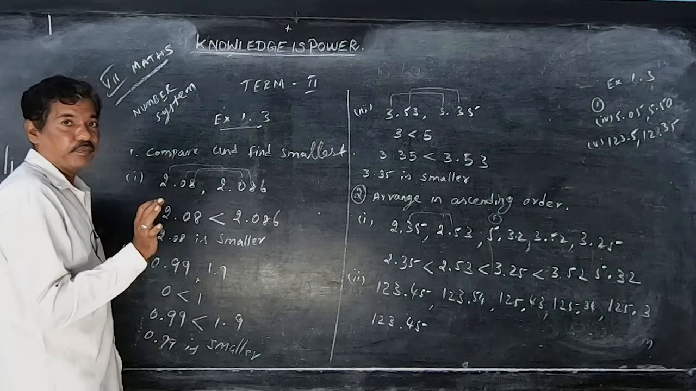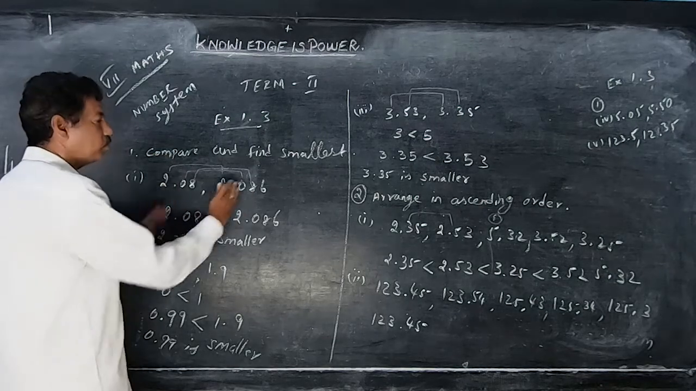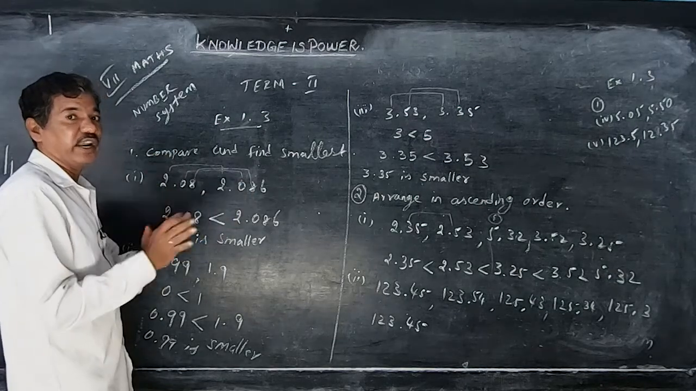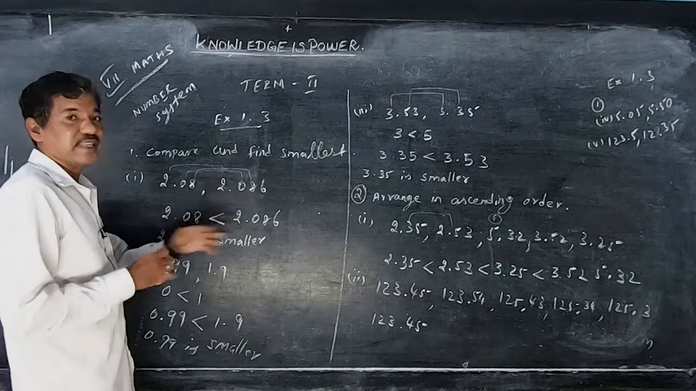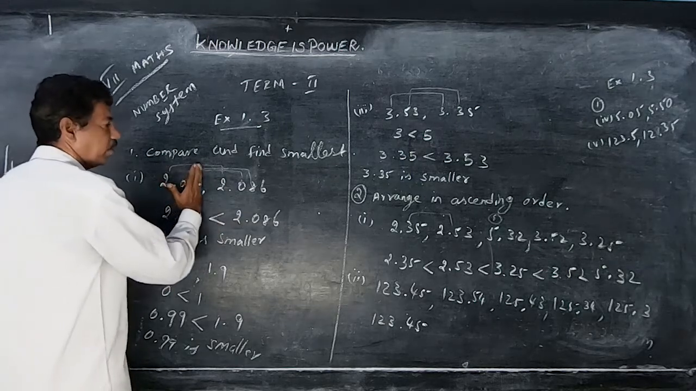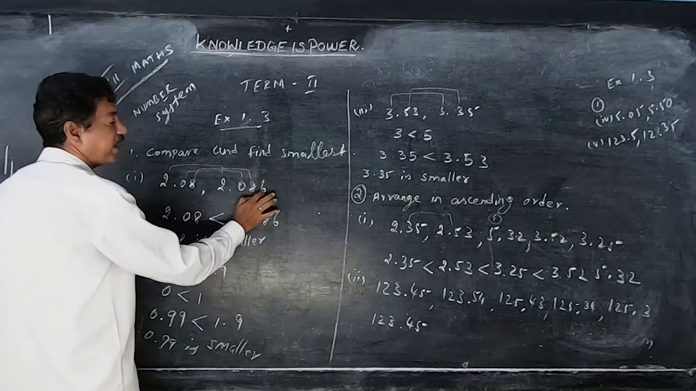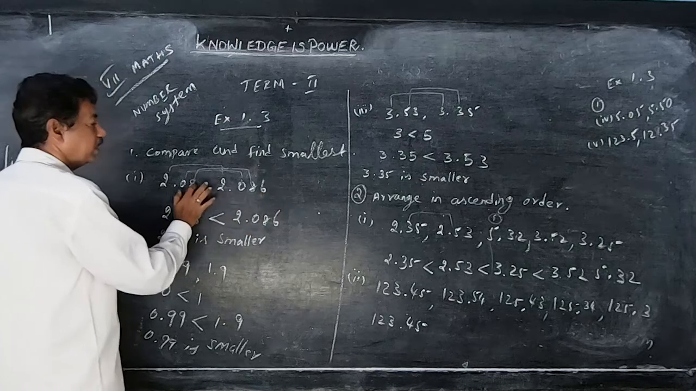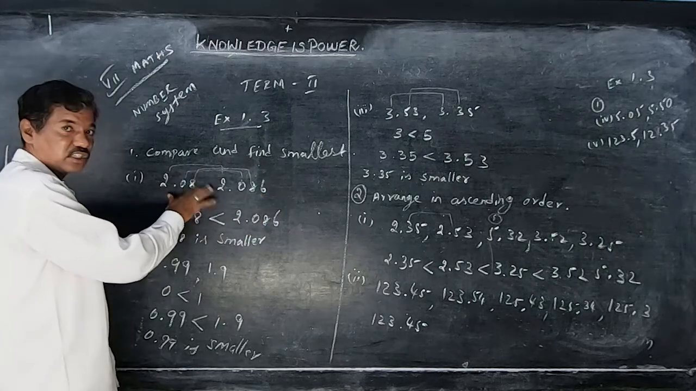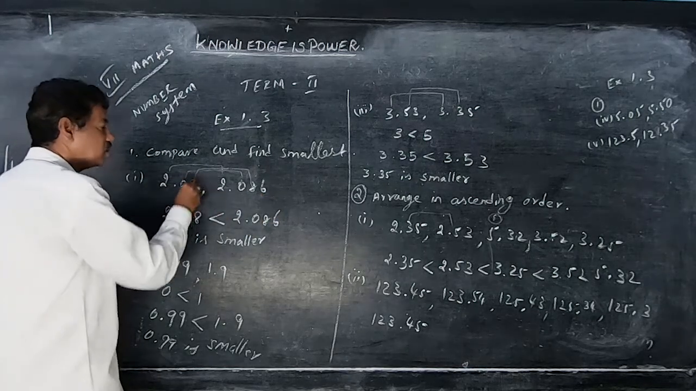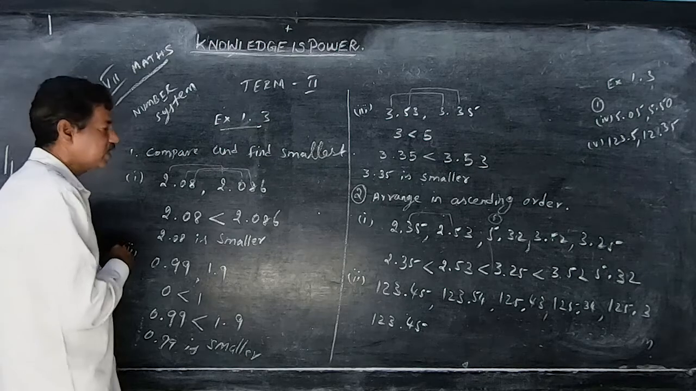Same. Is it clear? So up to this we cannot tell which is greatest because both are same. In the third place, here there is 6, here there is nothing. The third place has nothing, but you have to take it as 0. Take it as a 0.